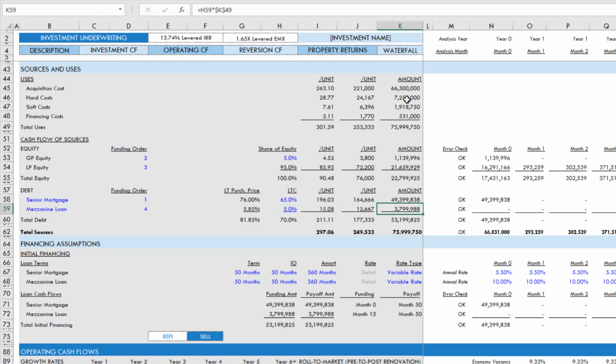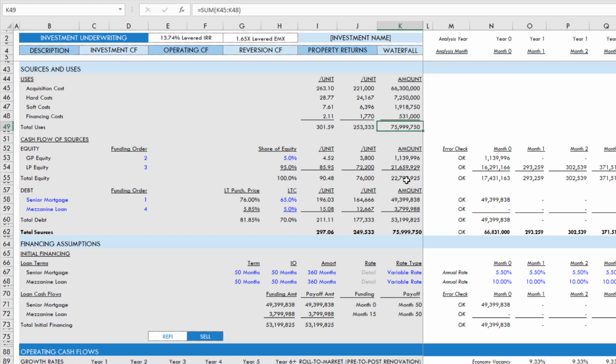If we come up here, we see the hard costs and soft costs combined is roughly 9 million. So we're talking 3.8 out of 9 million, less than 40% of the renovation cost, the balance being covered by equity. And with those assumptions in place, we get 49.4 million in senior mortgage, 3.8 million in mezzanine loan. That's 53.2 million of total debt. That combined with our 22.8 million of equity gets us to our $76 million of sources, which matches our uses.